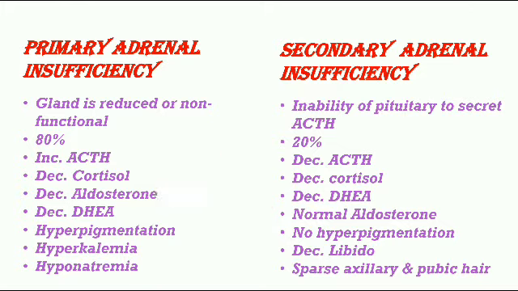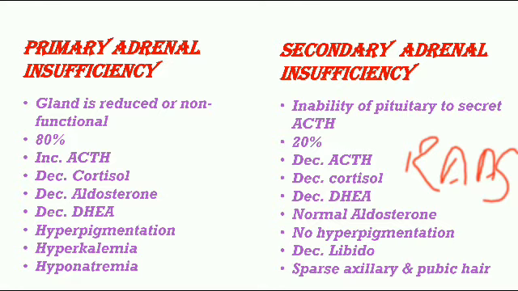Now moving on to secondary adrenal insufficiency. In secondary adrenal insufficiency, there is a decrease in ACTH, whereas there is an increase in primary. Okay, so when there is a decrease in ACTH, in this case there will be decreased cortisol and decreased DHEA. Why? Because they are under the control of the pituitary gland. But aldosterone will remain normal. Why? Because it is under the control of the RAS, that is the renin-angiotensin-aldosterone system.